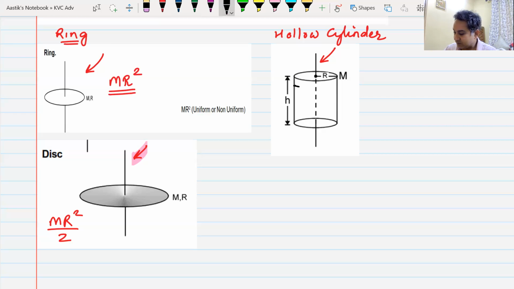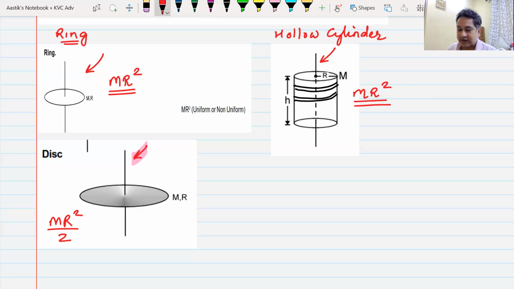This disk is made up of nothing but small rings. And the moment of inertia is the summation of all those small rings. And therefore, the moment of inertia of this body is also same as the ring.